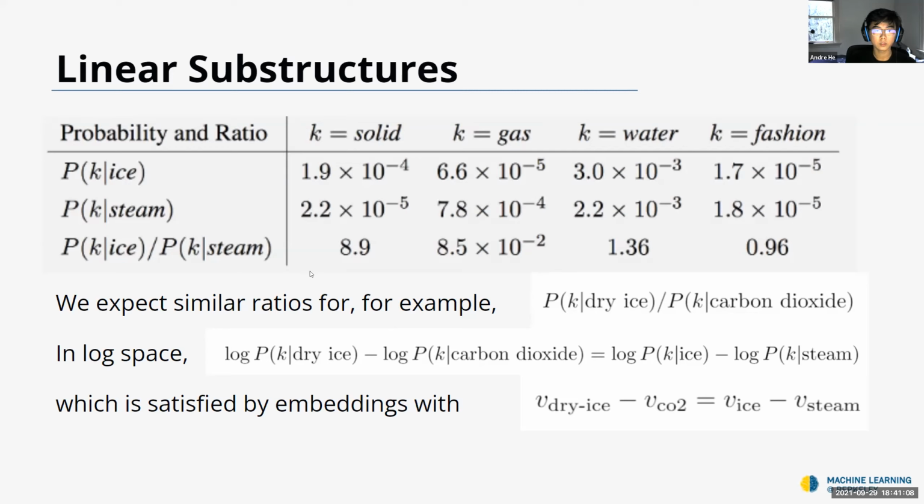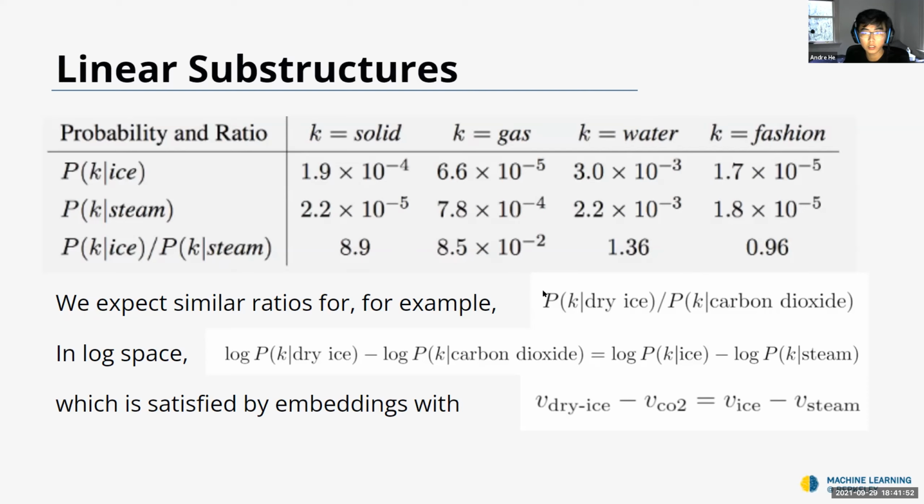And so what would happen is, if you added another row to the table and put P(k | dry ice) over P(k | carbon dioxide) in the new row, you would expect the entries on that row to be similar to the entries for this ice and steam one, just because they have the same relative meaning, right? So replacing carbon dioxide with dry ice also should make it more likely for solid to appear, and also should make it less likely for gas to appear. And it shouldn't affect water or fashion. So you expect similar entries as the last row here.